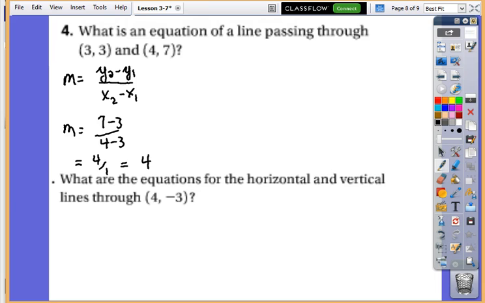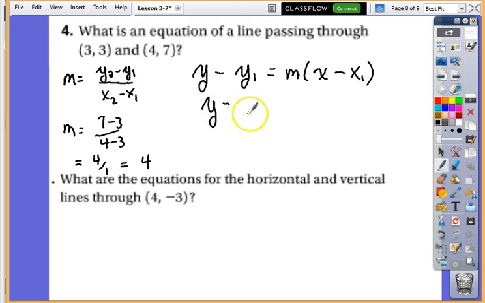Most common mistake I see when people are doing slopes is they put the x's on top and the y's on the bottom and get 1/4. So make sure you know that the y's go in the top. After I know that the slope is 4, I can do y minus y1 is equal to m times x minus x1. So that's y minus, I'll use 3 for the y1, and then the slope was 4, and then x minus the other 3. And then I'm done because it didn't tell me what form to leave it in. That's an equation of a line, so that's my answer.